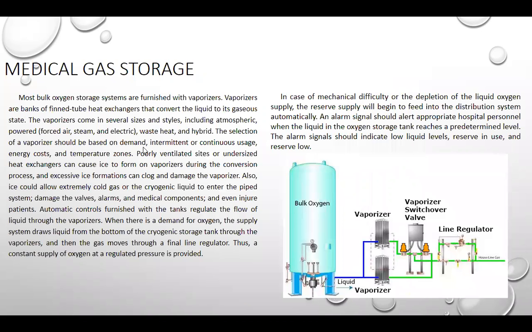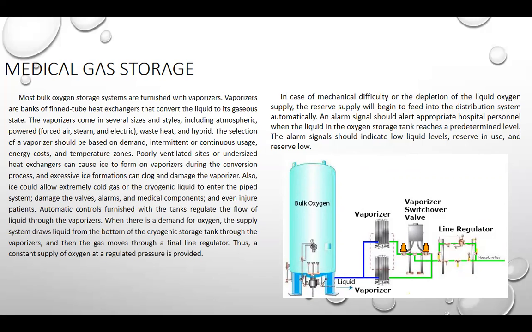So, most bulk oxygen storage systems are furnished with a vaporizer. Vaporizers are banks of tube exchangers that convert the liquid to its gaseous state. The vaporizers come in several sizes and styles, including atmospheric, powered forced air, steam, electric, waste heat, and hybrid. The selection of vaporizers should be based on demand, intermittent or continuous usage, energy cost, and temperature zone.